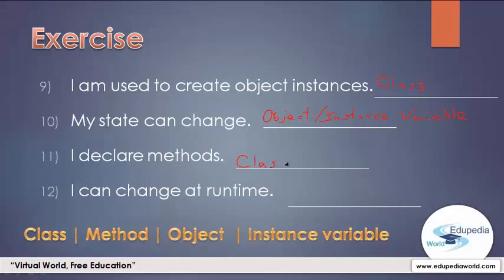The last question, I can change at runtime. We can define a default value for an instance variable in the class, and in the main method we can change that default value. So runtime means what we are doing in the main method. As we are changing the value of the instance variable at runtime, it means we are changing the state of the object. Therefore, the perfect answers for this final question are instance variable and object.